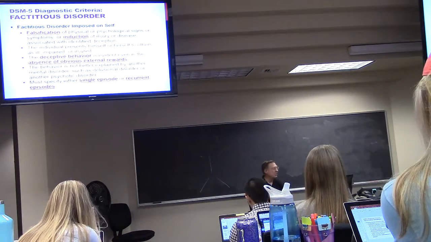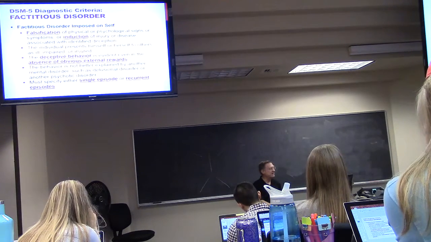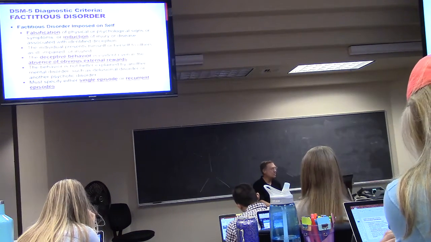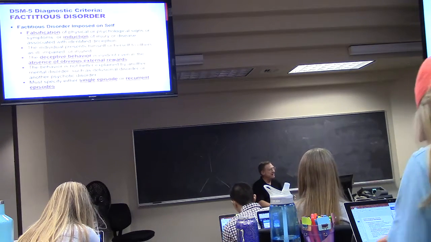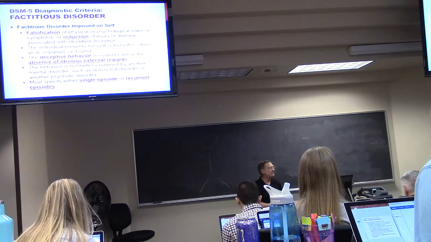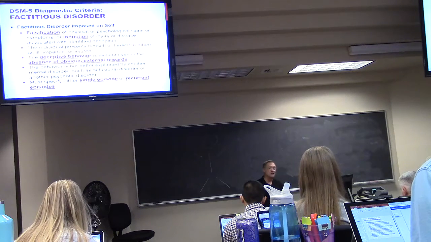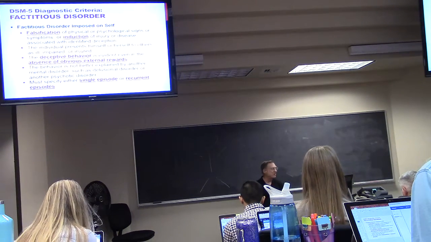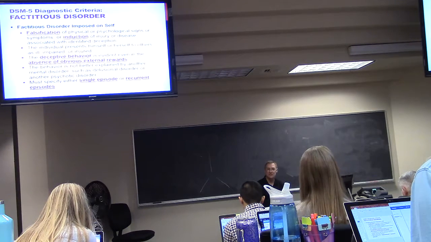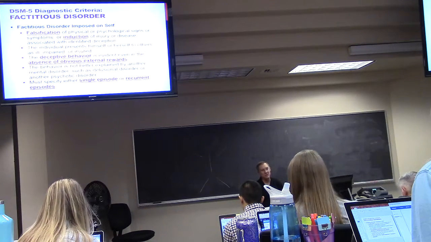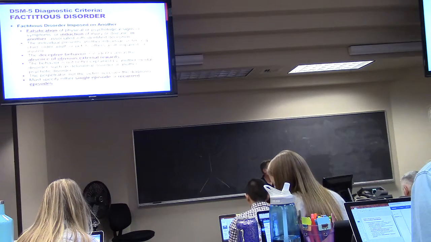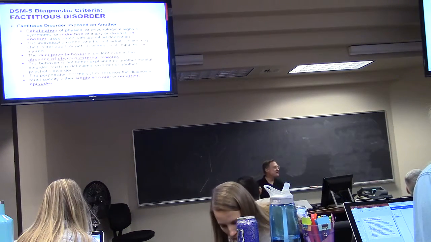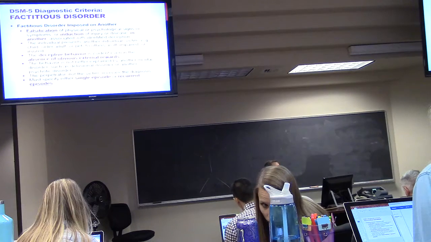So let's just keep working through this one. The behavior is not explained by another mental disorder such as delusion or psychotic disorders. You must specify either single episode or recurrent episodes. So the diagnosis could be factitious disorder imposed on self, single episode, or factitious disorder imposed on self, recurrent episodes. Okay, now it gets worse. Factitious disorder imposed on another.